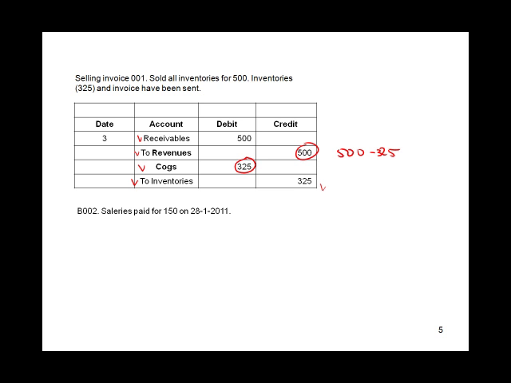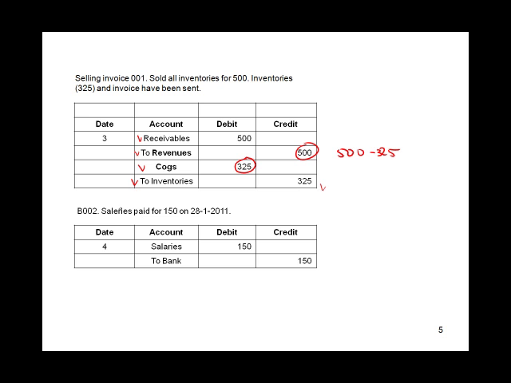Then the fourth and last financial fact is salaries. We pay salaries by bank. Salaries is an expense or cost, so it's a temporary account as well. We debit that account and we pay by bank, so we credit the account bank. Now what do we do next?